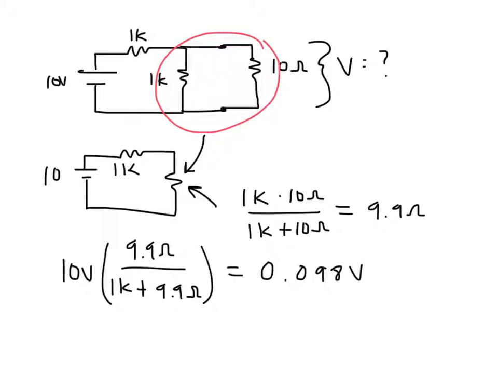0.098 volts, which again illustrates that when we place a load resistor that's much smaller than either of the resistors in a voltage divider, as we did up here, we load down the voltage divider. This 10 ohm resistor is much, much smaller than either of these 1K ohm resistors. So the voltage is not in fact 5 as we'd expect before, but much, much less than 5.